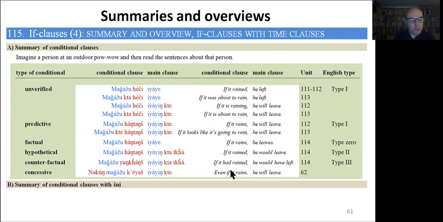But notice also that we include the concessive conditional here, even though it was actually not grouped with the other conditionals, because it does not group with them structurally, but it does group with them functionally. So we added it here in this overview.